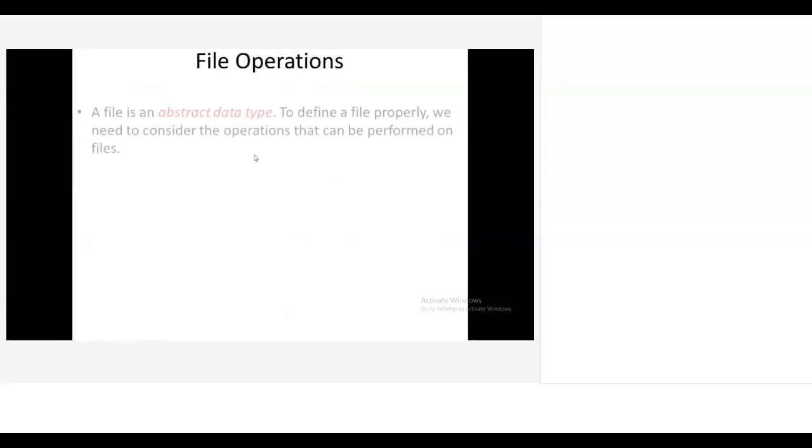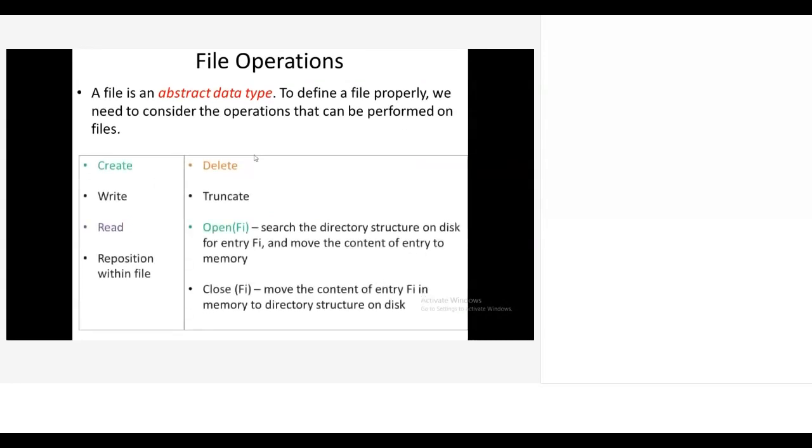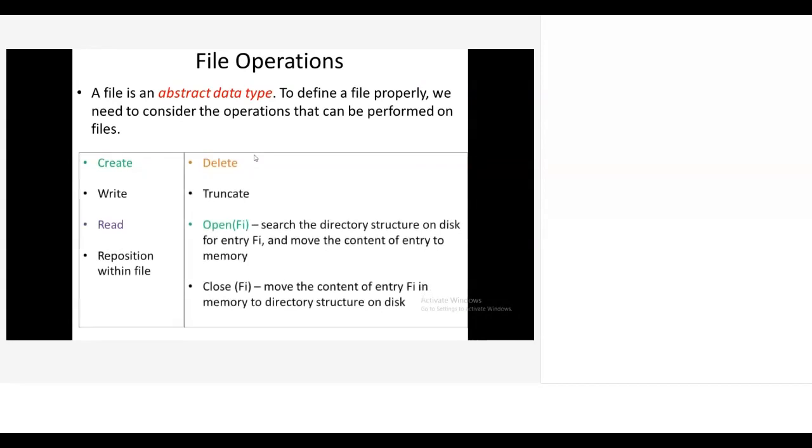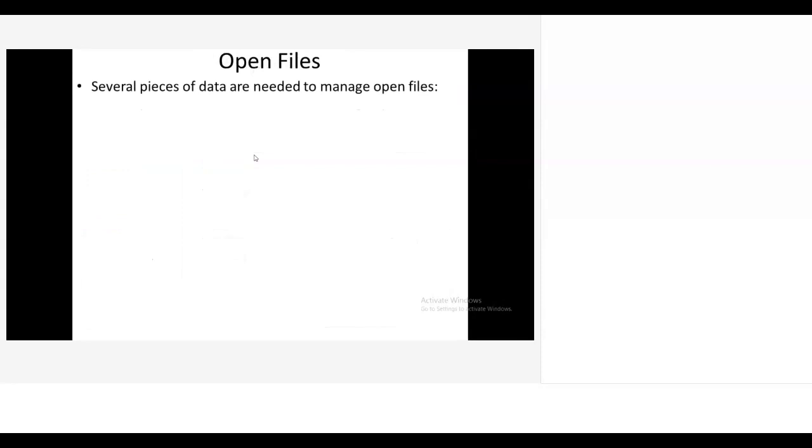Now, what are the different file operations? A file is an abstract data type. To define a file properly, we need to consider the operations that can be performed on files, like create, write, read, reposition, delete, truncate, open, and close. These are the file operations. Pretty theoretical concept. Just go through it, read once.